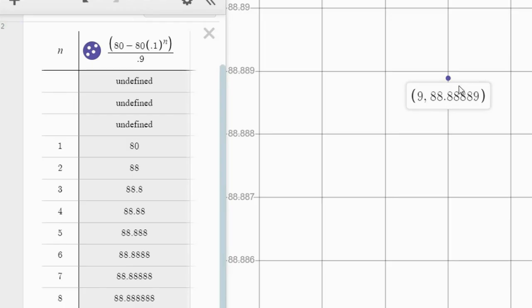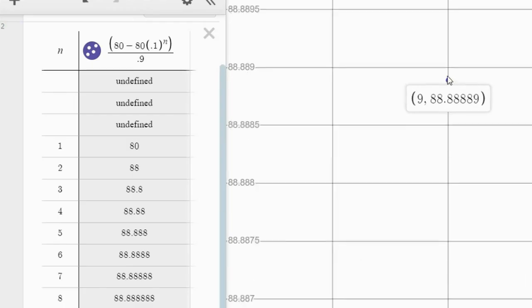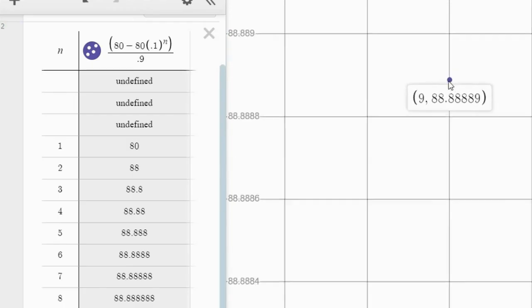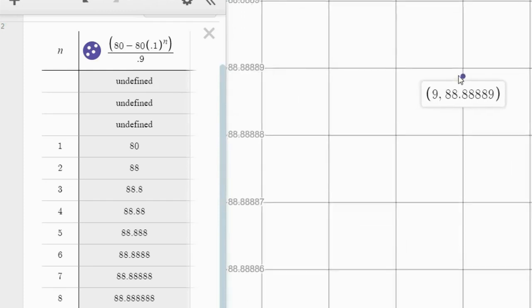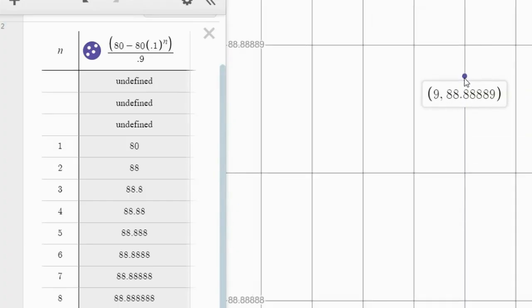88.88889 because it rounded it. Because it should go more 8s, I believe, if we keep going, but it's not going to let us zoom in that far. It's going to take a long time to get there, I guess.